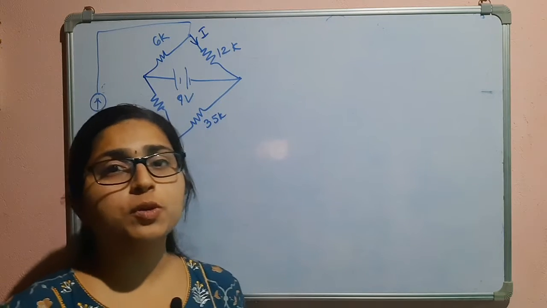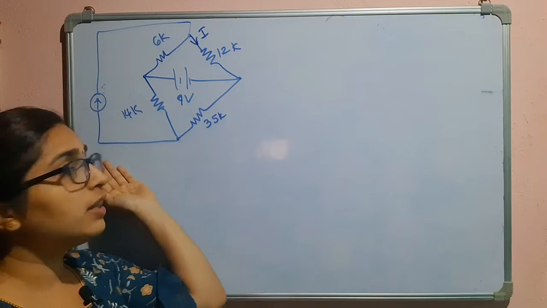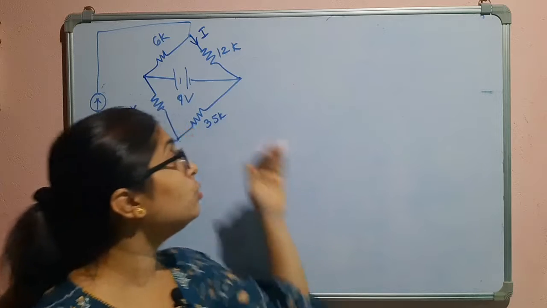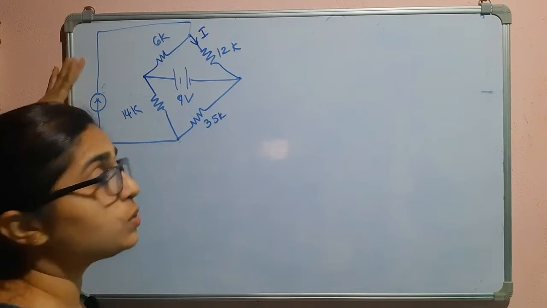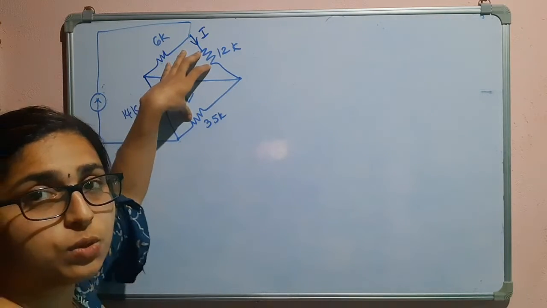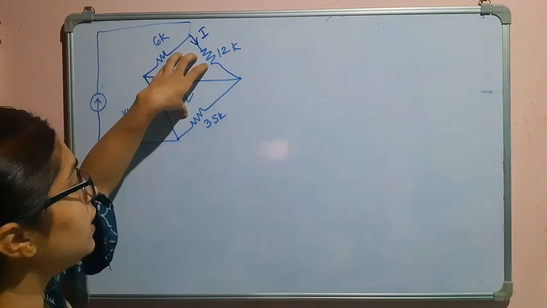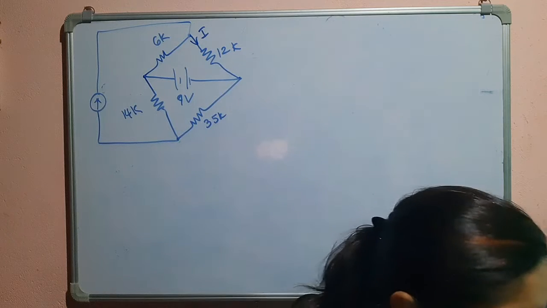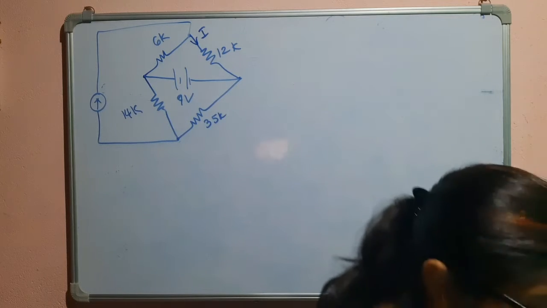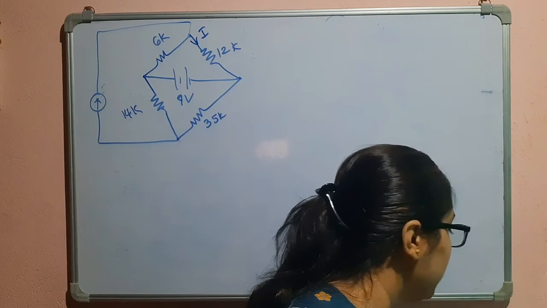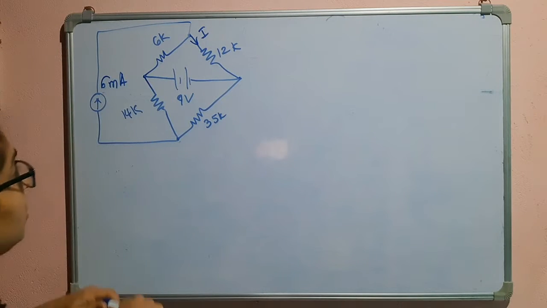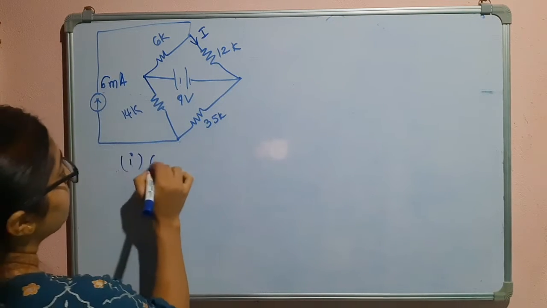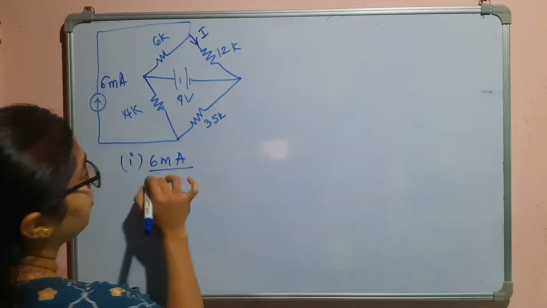So using the superposition theorem, when we are considering the effect of one source, we have to deactivate the other source. That means if I am considering this current source, I have to short this voltage source, and when I am considering this voltage source, I have to open this current source. The value of the current source given here is 6 milliampere. So now let us consider the effect of the 6 milliampere current source.